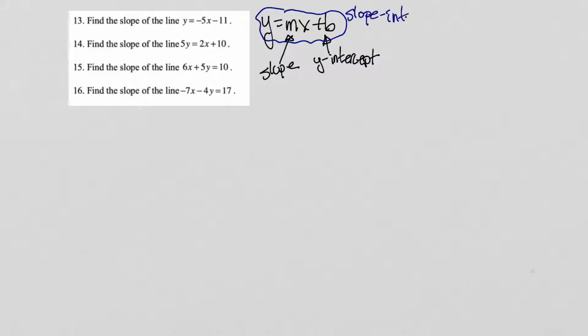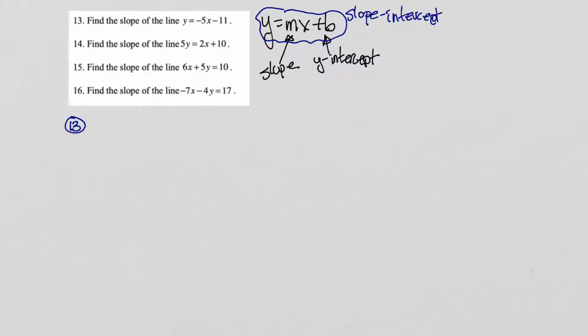That is the slope-intercept form, and it's a nice form to have because we can read off the slope, that's the coefficient of x, the multiplier of x, and that constant out here, that's the y-intercept. So if we get an equation that looks like this, y equals some number times x plus or minus some number, we can read the slope just by looking for the coefficient of x. So let's take a look at number 13.